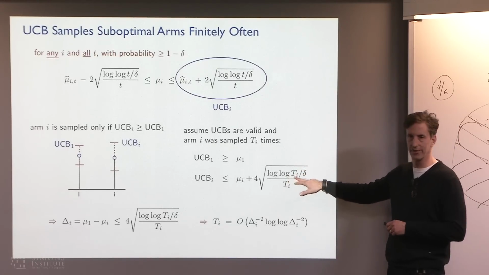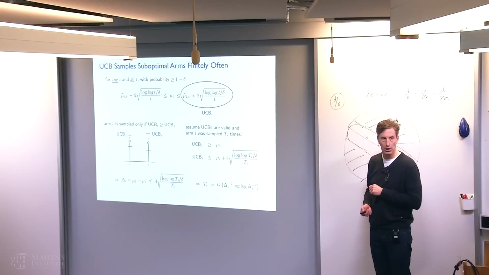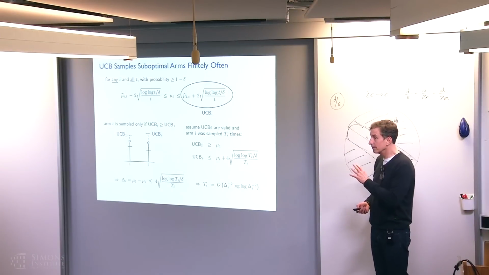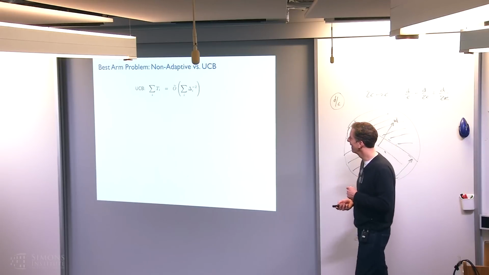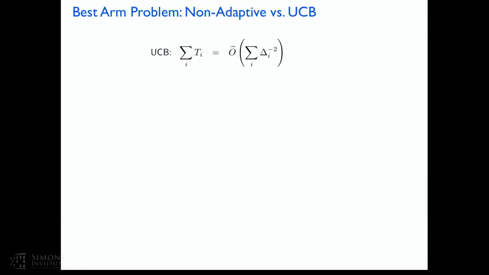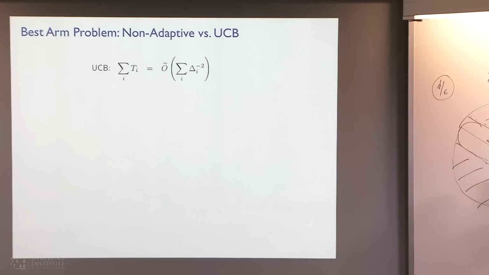And this log is there because you don't know how big that gap is. And so you really have to suffer that extra log factor because of that unknown width of the gap delta. Okay, so that, I hope, is simple enough and convinces you that this simple algorithm should work well. What it basically tells us is that for the UCB algorithm, the total number of times we sample suboptimal arms grows like the sum of the inverse gap squared.